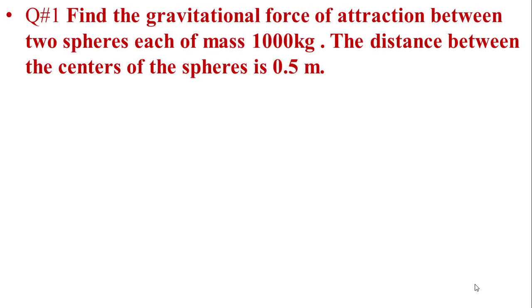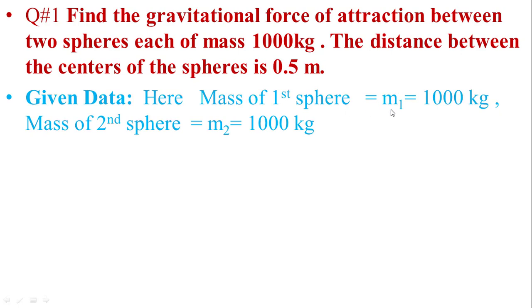In the first numerical, find the gravitational force of attraction between the two spheres each of mass 1000 kg. The distance between the two centers of the spheres is 0.5 meter. Here we can see two spheres, each of mass 1000 kg. Now we write the given data.